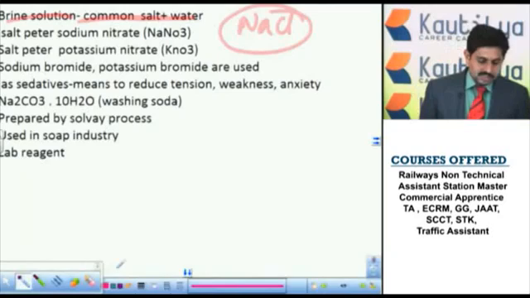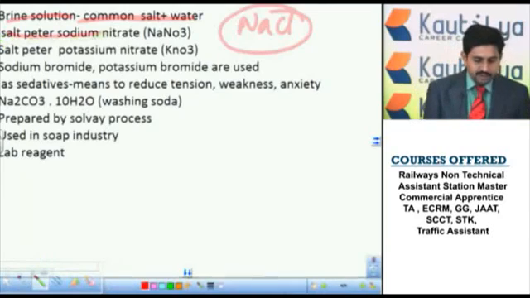and so on. Saltpetre is sodium nitrate. See, saltpetre is sodium nitrate, same as potassium nitrate, KNO3. It is wrong, KNO3.